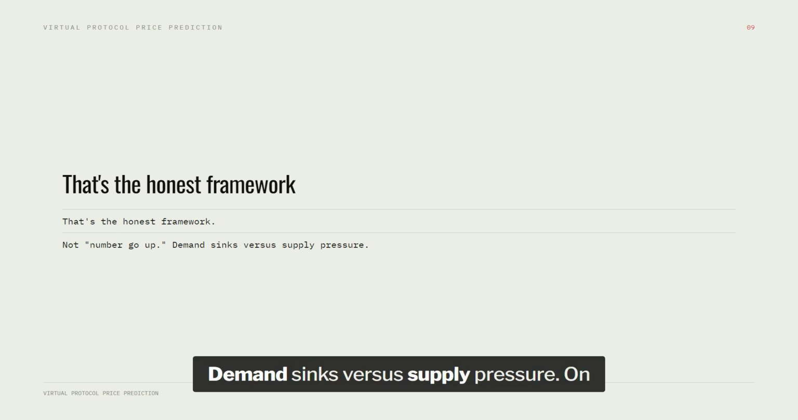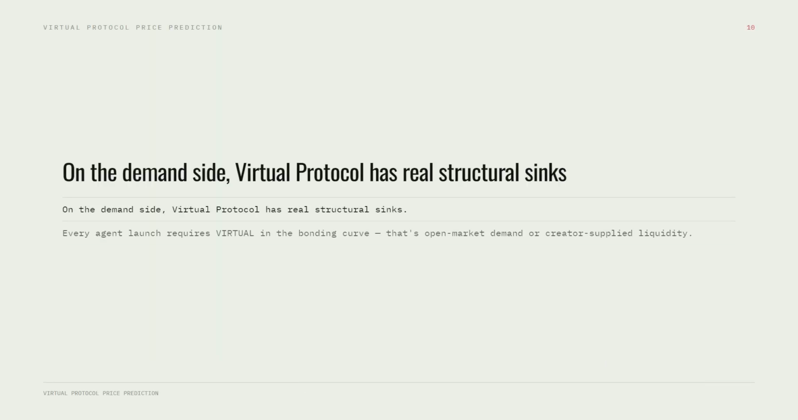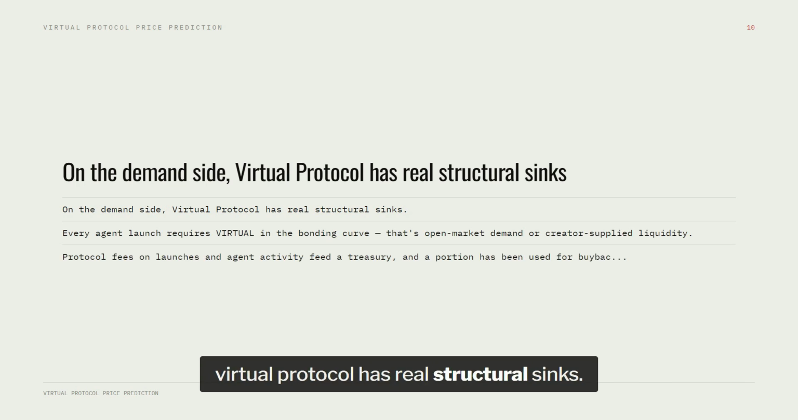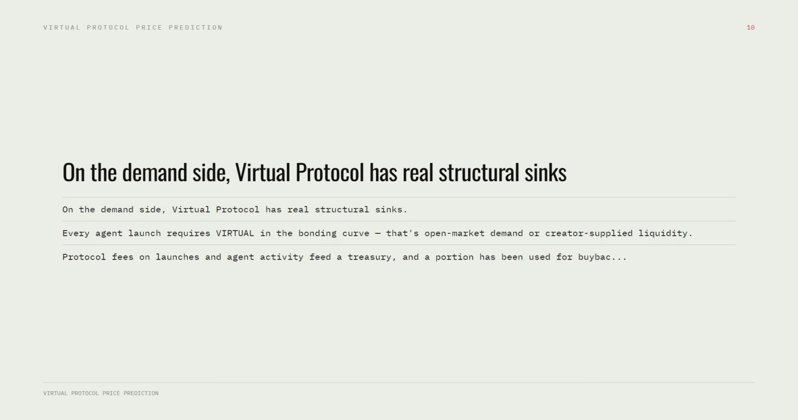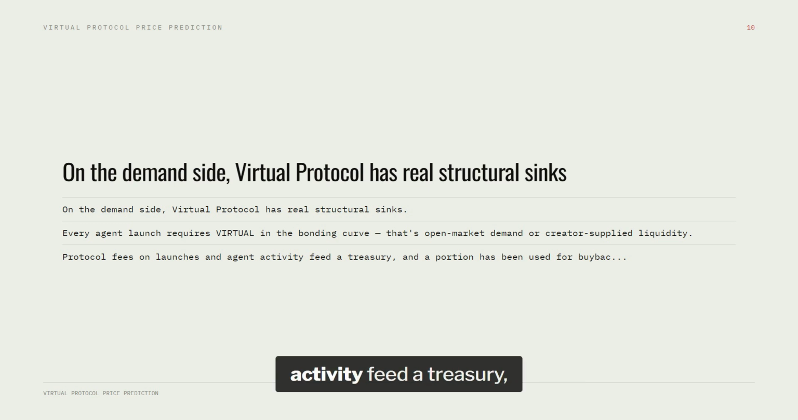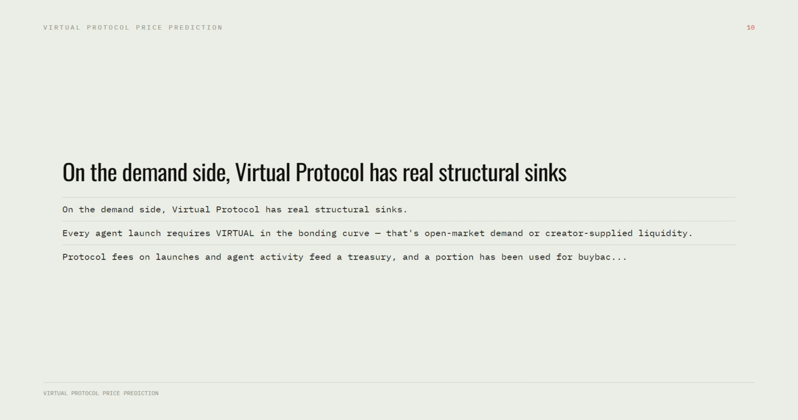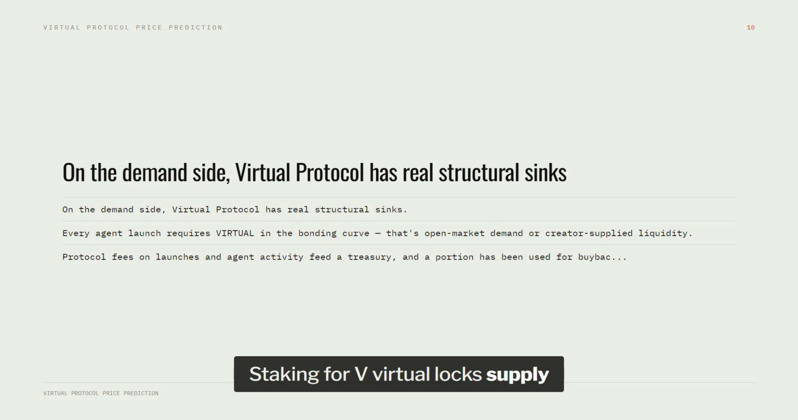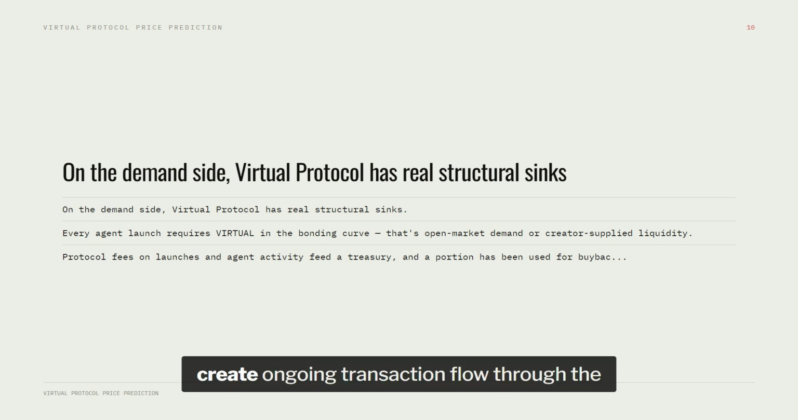Demand sinks versus supply pressure. On the demand side, Virtual protocol has real structural sinks. Every agent launch requires Virtual in the bonding curve. That's open market demand or creator-supplied liquidity. Protocol fees on launches and agent activity feed a treasury, and a portion has been used for buybacks and burns. Staking for veVIRTUAL locks supply for governance. Successful agents, names like AIXBT, Luna, and others in the ecosystem, create ongoing transaction flow through the pairing asset.